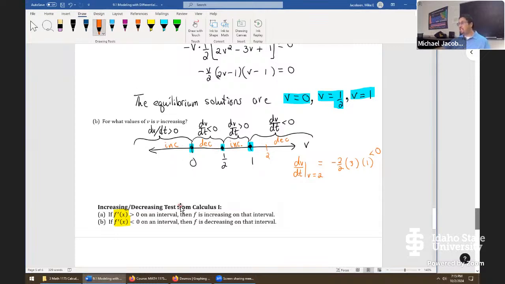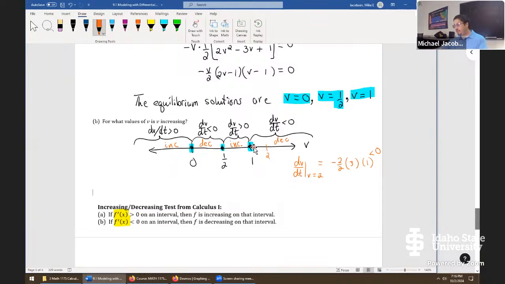Absolutely, yeah. That'd be the max and mins of the function V. So here we're looking at increasing to decreasing, a local maximum, then a local minimum, then a local maximum. Absolutely. Other questions so far?